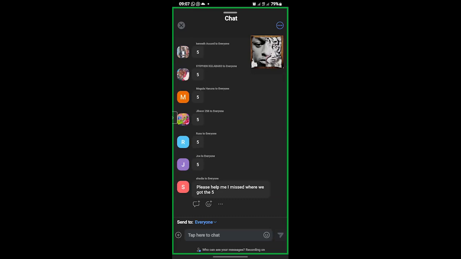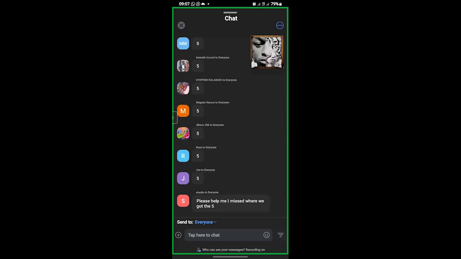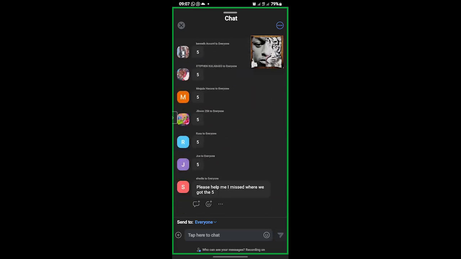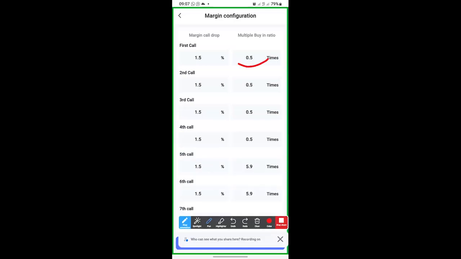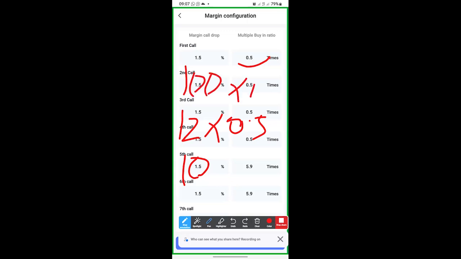Please help me. I missed where we got the 5. Which 5? Okay, guys, thanks for following. Amazing answers. 5. Yes. So how do we get the 5? Like I had explained to you, you just get the figure that you put here and you multiply it by your first buying amount, which is 10. If it is 12, it is times 0.5. If your first buying amount is 100, it is times 0.5. So you know the answer to get there.